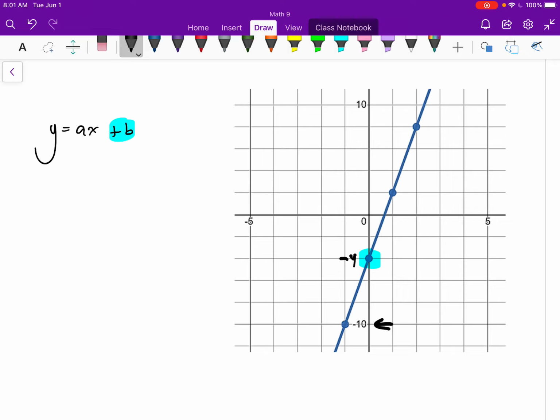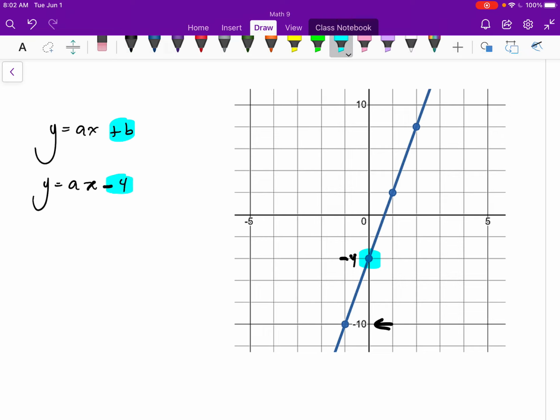So that means I already know half my equation: y equals something times x minus 4. Now it's not wrong for me to say plus -4. That's fine, but adding a negative is the same as subtracting, so it's a little bit cleaner to just say -4.